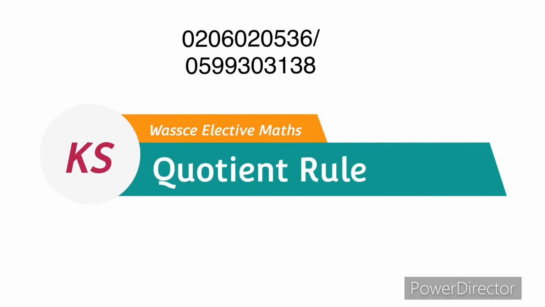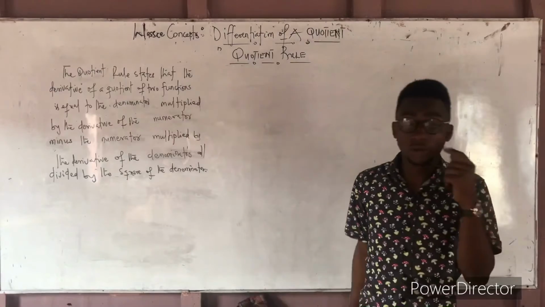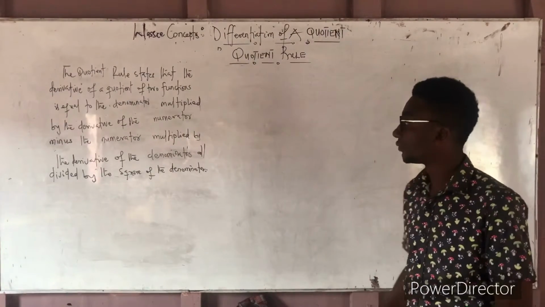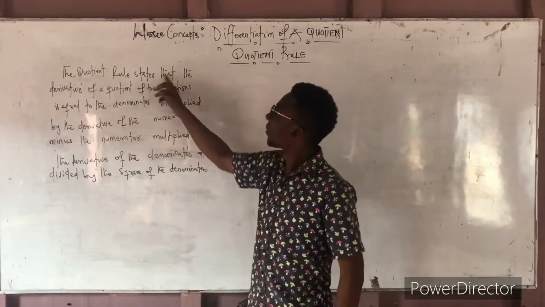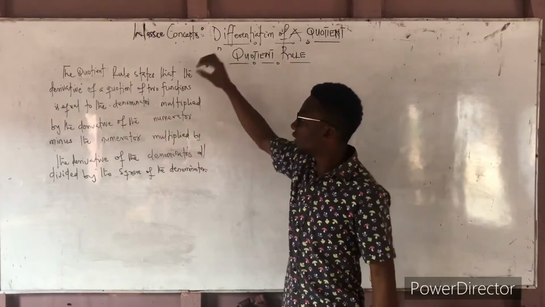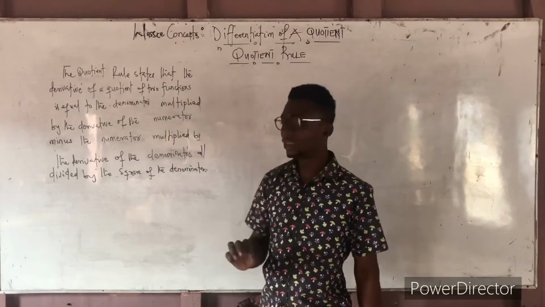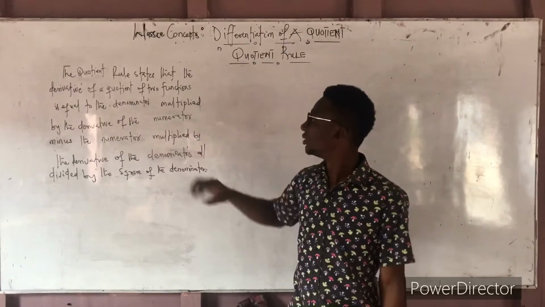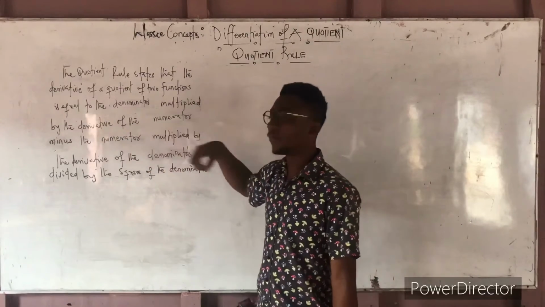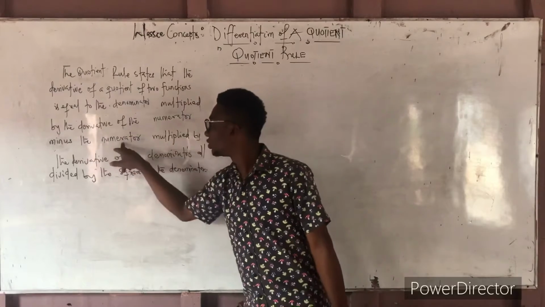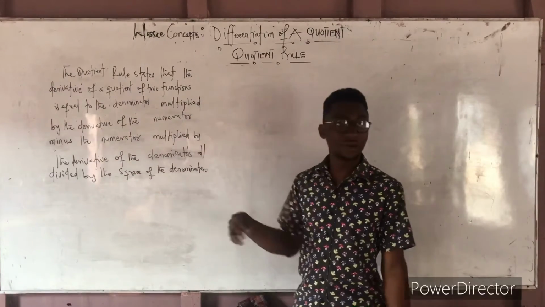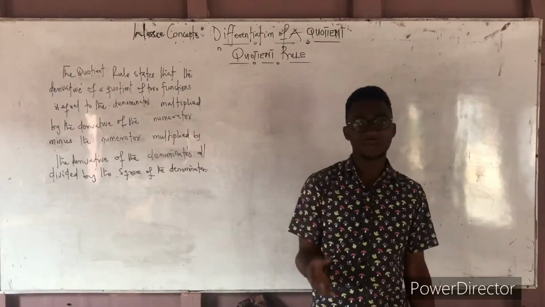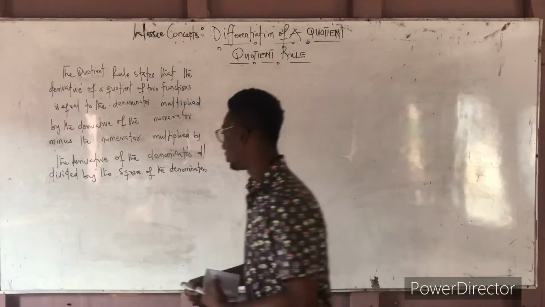The quotient rule. Alright, today we will be looking at the differentiation of a quotient. That is the quotient rule. Now the quotient rule states that the derivative of a quotient of two functions is equal to the denominator multiplied by the derivative of the numerator minus the numerator multiplied by the derivative of the denominator, all divided by the square of the denominator.